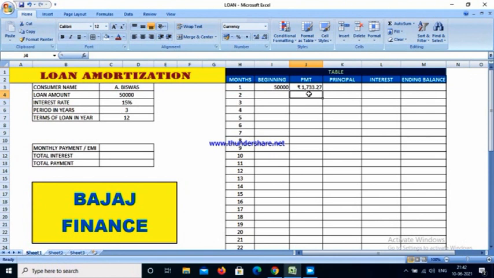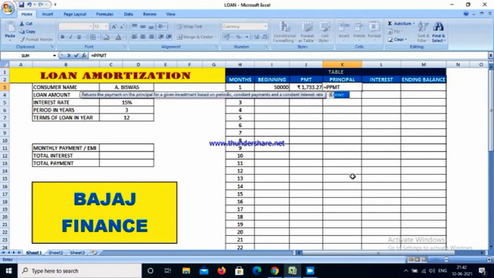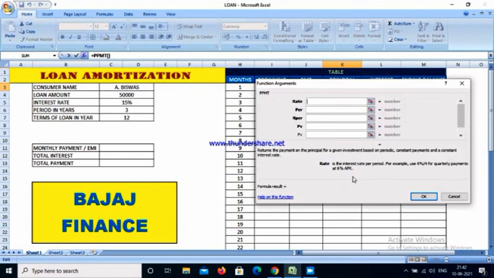Just consider 1,733 rupees he has to pay to the Bajaj Finance organization as his EMI loan amount with 15% interest of the total loan amount. Now the way to find out the principal amount, look at here, equal to PPMT. Press Ctrl A to open the formula dialog box. The rate, click over the 15%, press F4, divide by 12, come to the next row, per. Here per indicates the first month number. In this per cell, you just select the first month number, number 1.